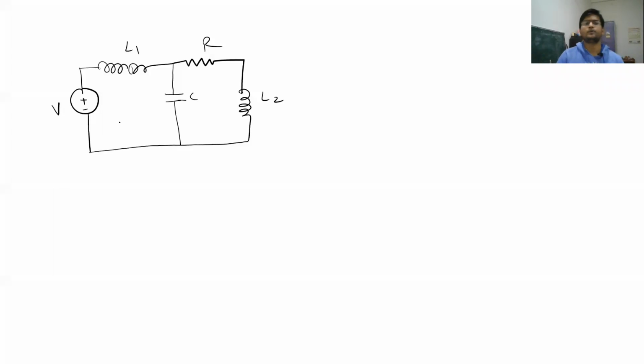So first of all, from this circuit, we will see how to convert it into its dual circuit. As you can see, this circuit has two loops. This is your loop 1 and this is your loop 2. There are certain elements L1, L2, R and C, and there is a voltage source V. So to convert into its dual circuit, first of all, you have to convert the loops into nodes.